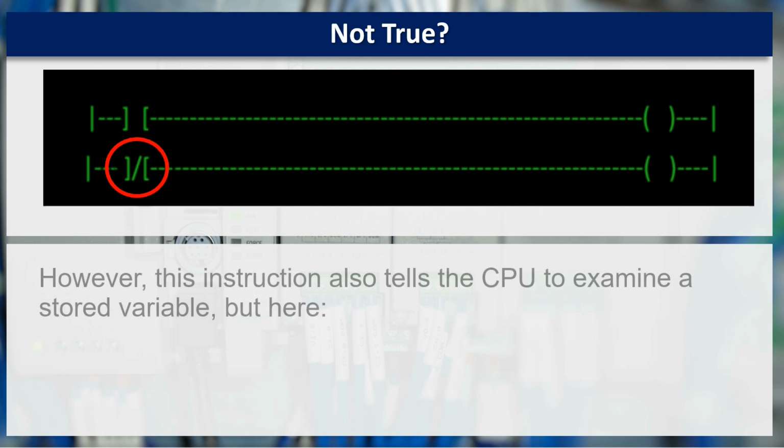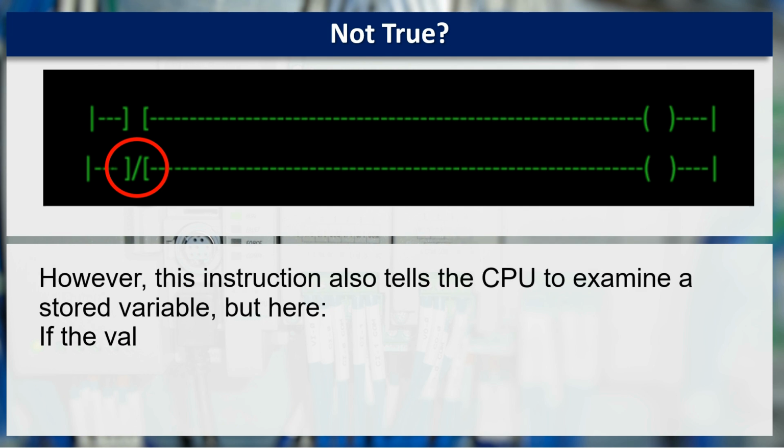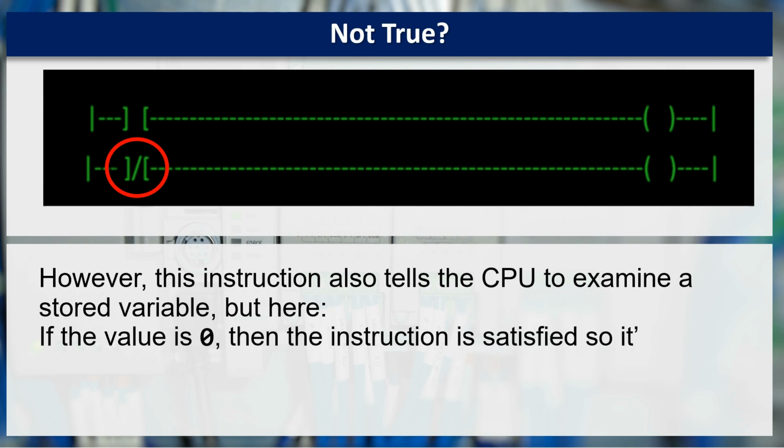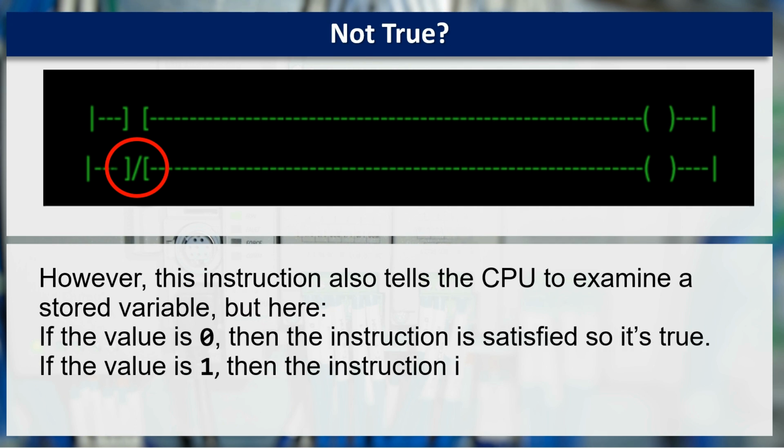However, this instruction also tells the CPU to examine a stored variable. But here, if the value is 0, then the instruction is satisfied, so it's true. If the value is 1, then the instruction is not satisfied, so it is false.